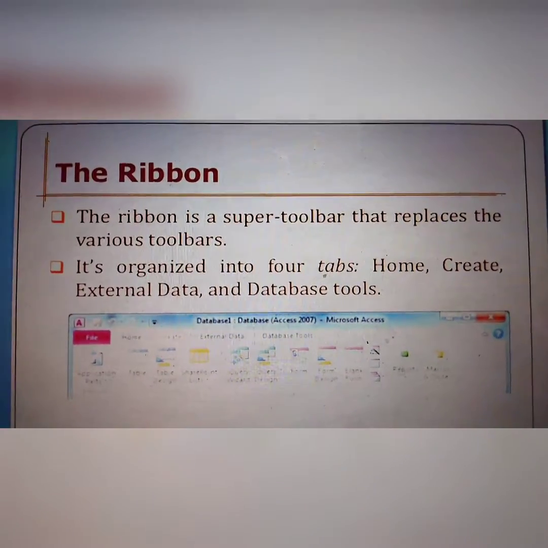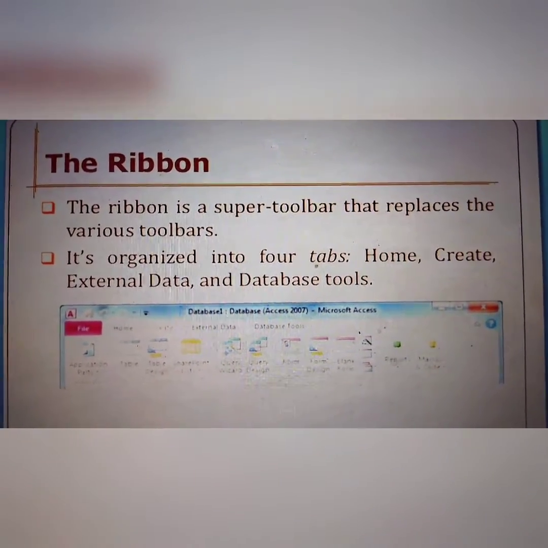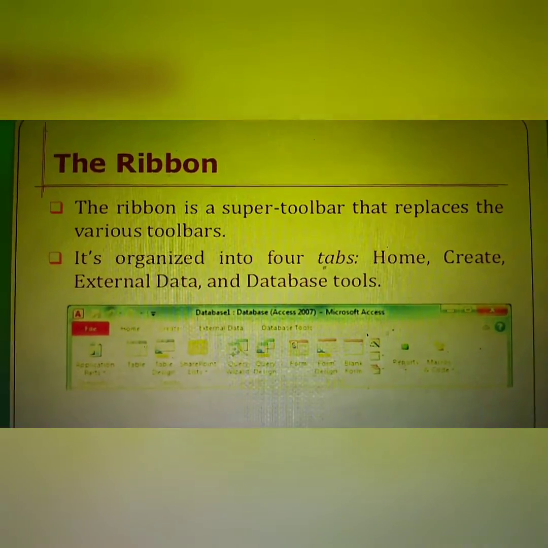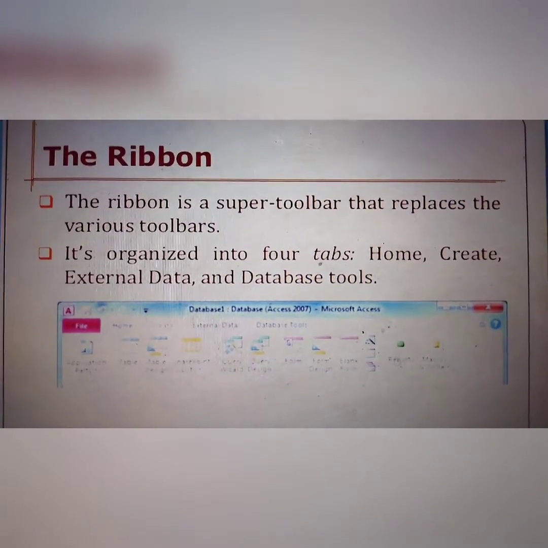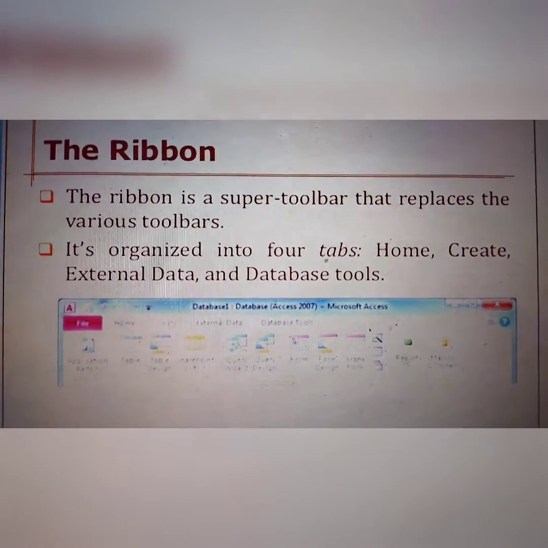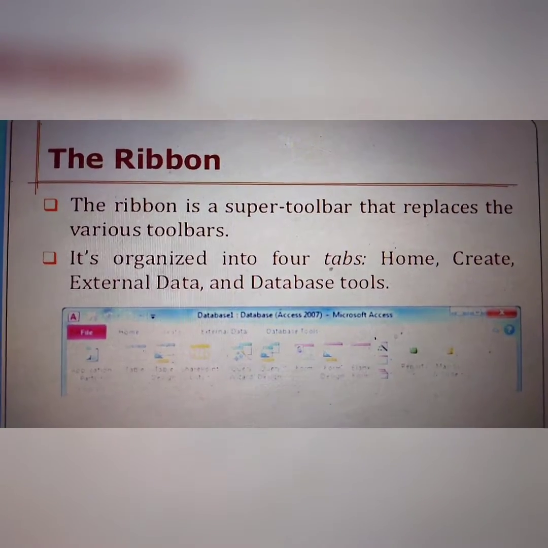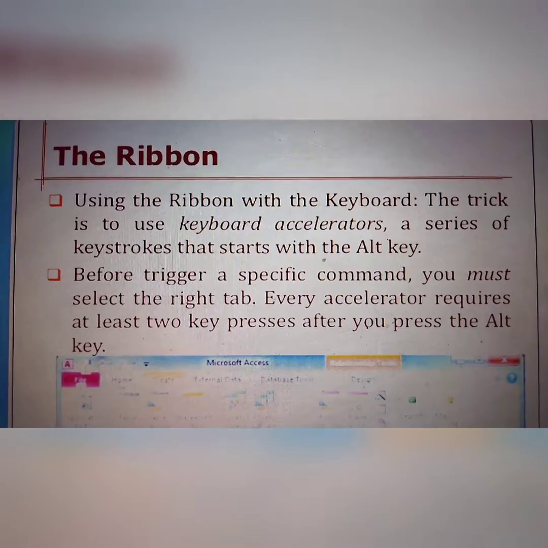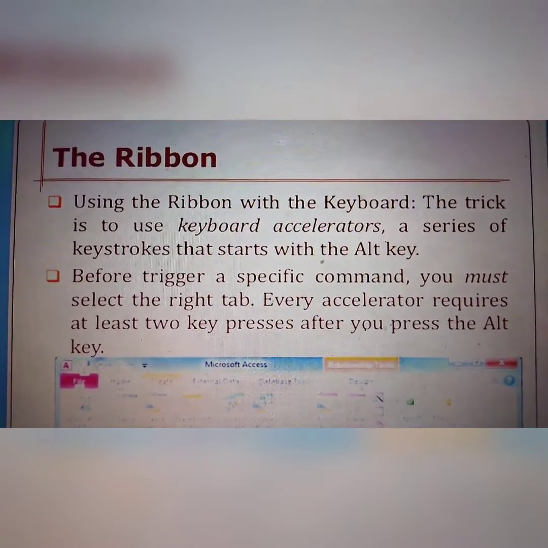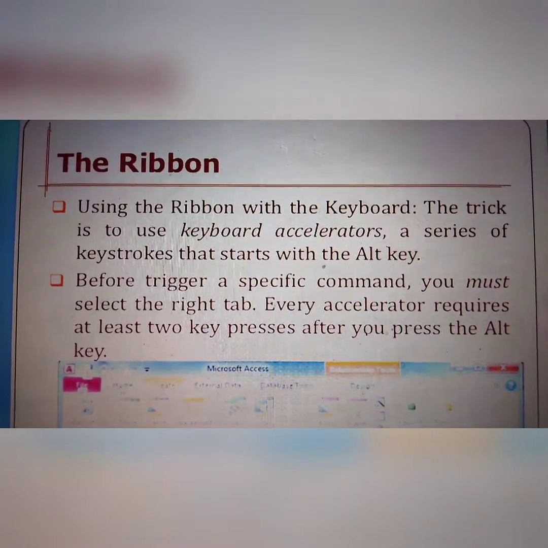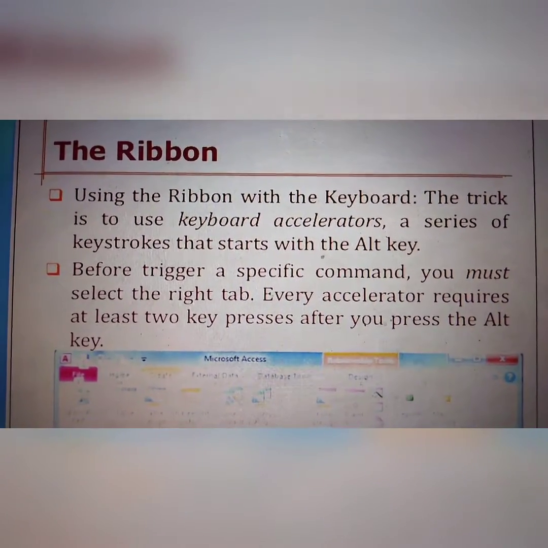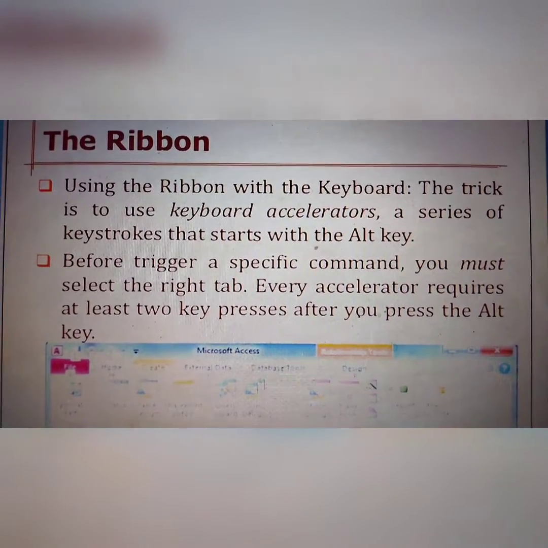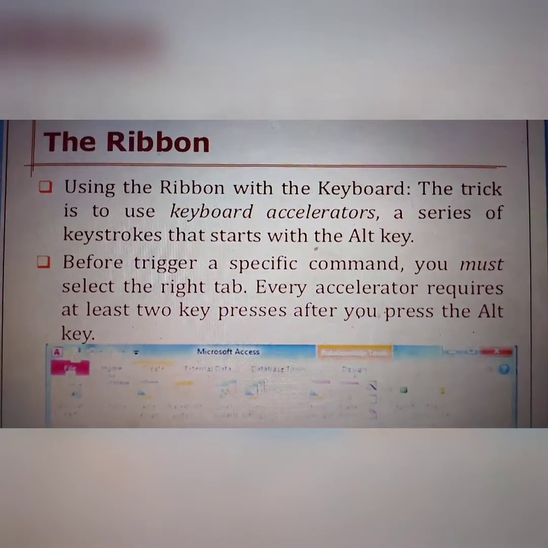Now see, this is a ribbon. The ribbon is a super toolbar that replaces the various toolbars. It is organized into 4 tabs. First is Home, second Create, third External Data and Database Tools. To use the ribbon with the keyboard, the trick is to use keyboard accelerators, a series of keystrokes that start with the Alt plus key. Then every accelerator requires at least 2 key presses after you press the Alt key.